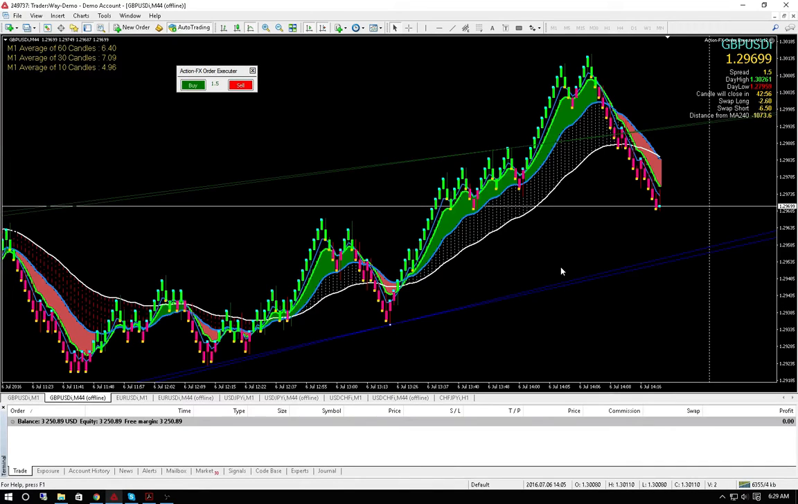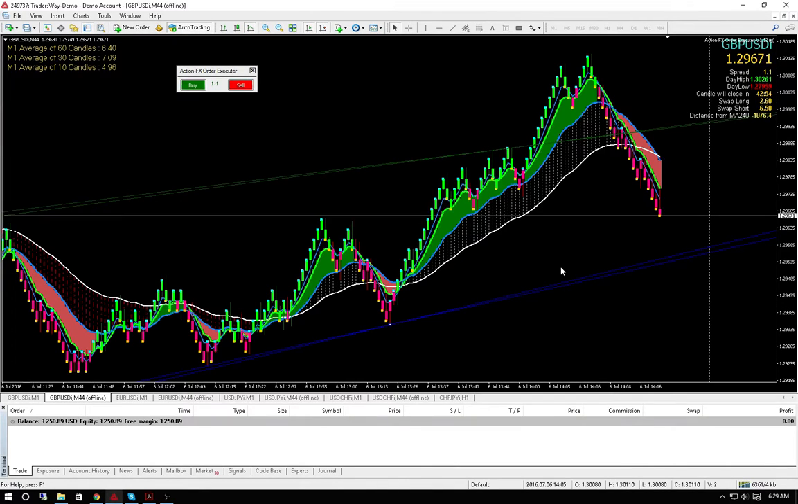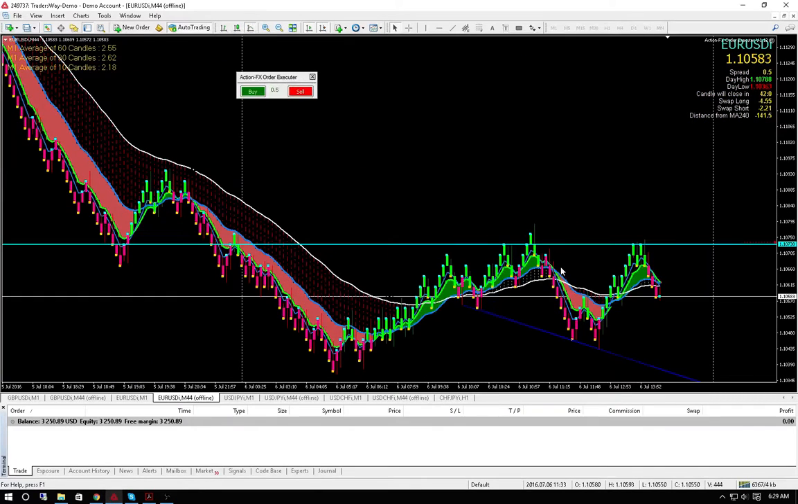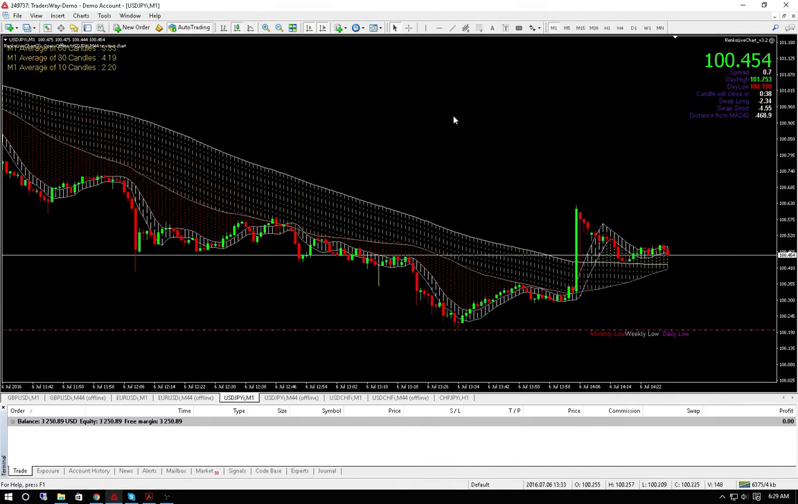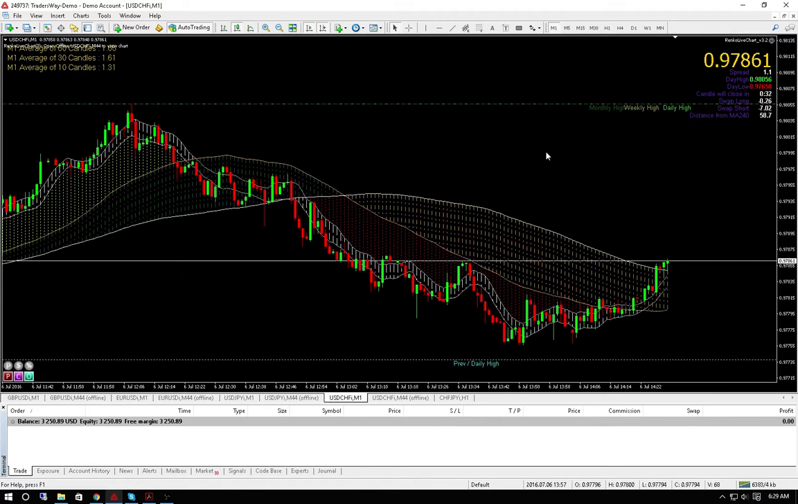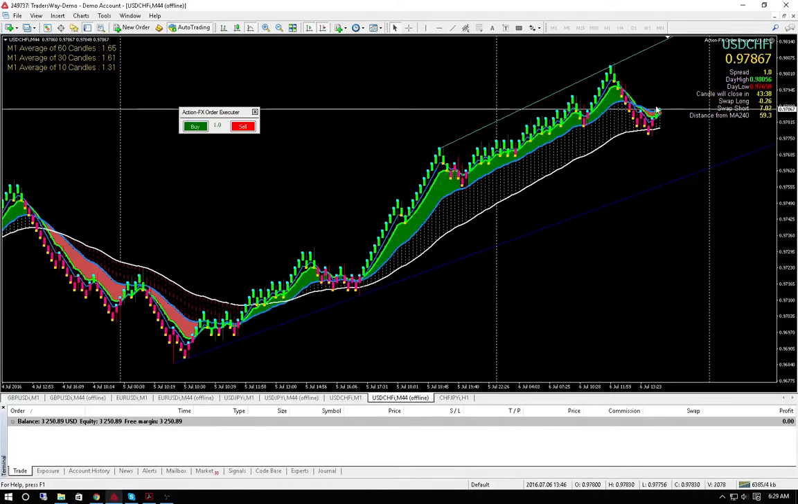Cable's just all over the place today. What I'm normally looking for is just the nice heavy trends like this back here. And right now we're not getting that. That's why I'm kind of just, nah. UJ flattened out on us. And USD JPY again. USD CHF still no clue what's going on here.